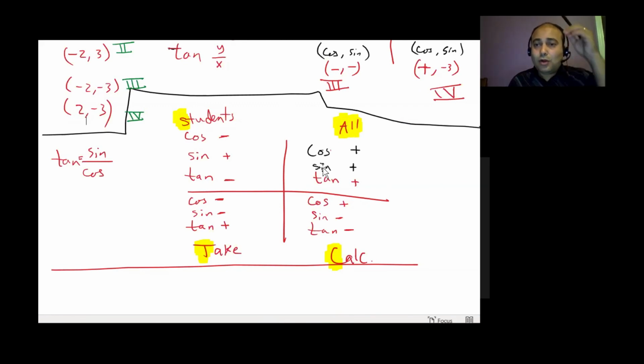All means all three functions, the cosine, the sine, and the tangent, are positive. Second one, as you can see, if I give you a point right here and you want to read this point, it's going to be negative, that's the x-axis, and positive, which means the cosine in this case is negative and the sine is positive. What's the tangent? Tangent is sine over cosine. Positive over negative is negative.